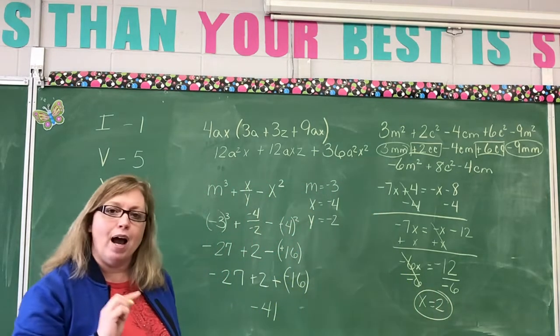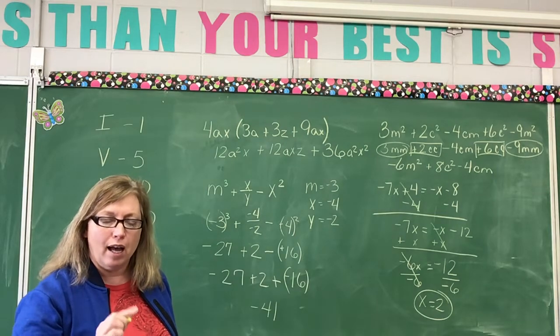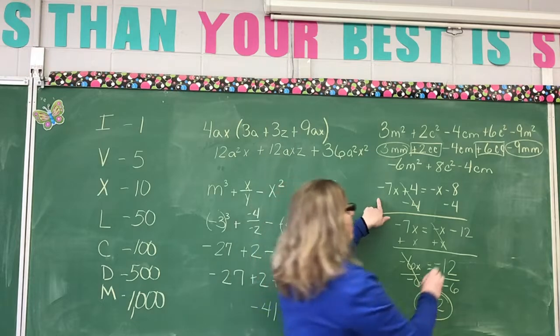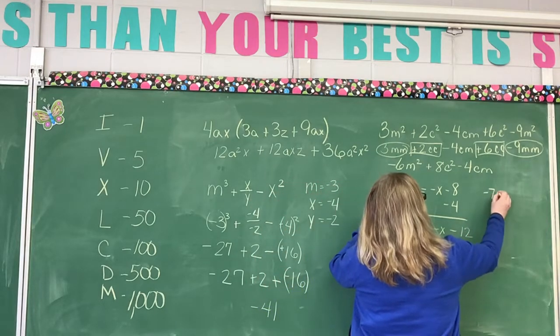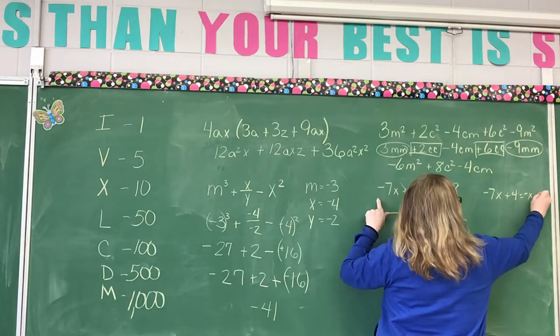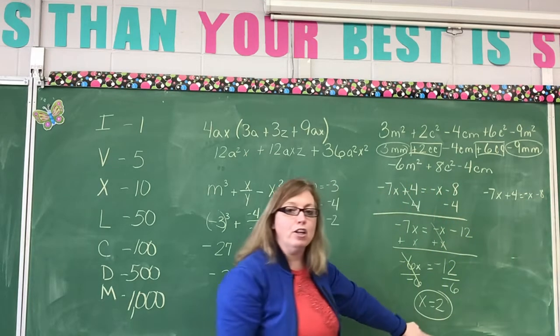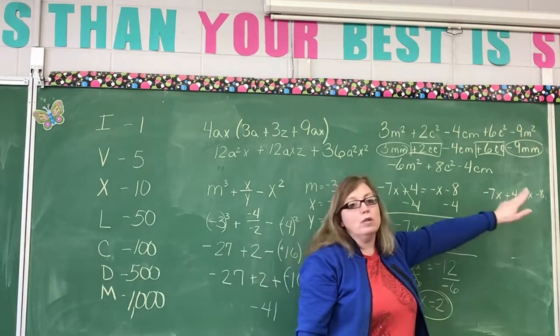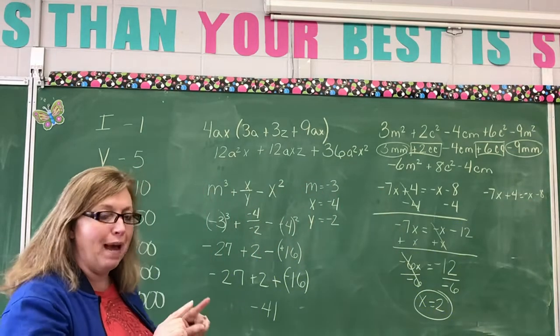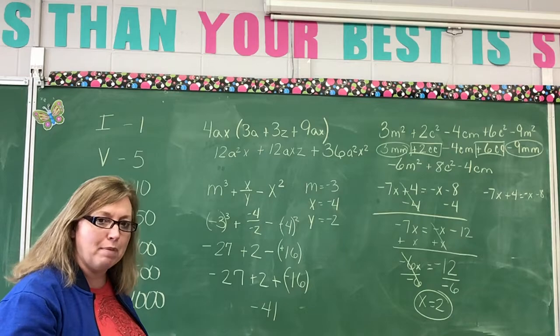Now, if I want to go back and check this, how do I do that? I go back to my original equation, and I write negative 7x plus 4 equals negative x minus 8. Take your x, substitute it in, and work out the problems. They should be balanced at the end. They should come out with the same number.